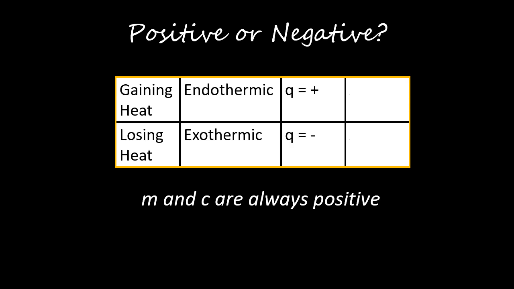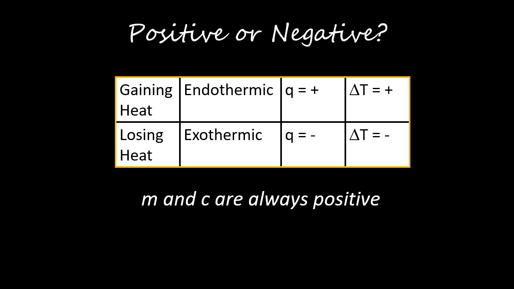Now, the other thing we can look at is our change in temperature. If something gains heat, then its temperature is going to go up. It's going to gain in temperature. So our change in temperature should be a positive change. However, if we lose heat, if heat goes out of our substance, the temperature is going to drop. So our change is going to be negative for that.